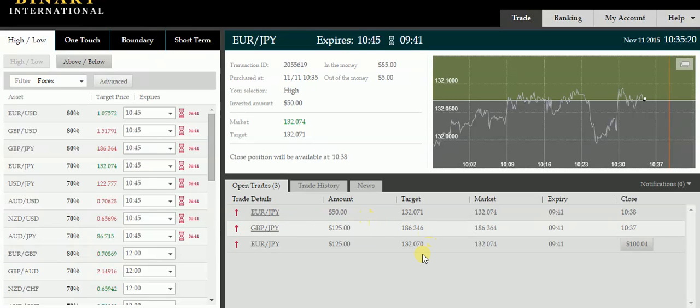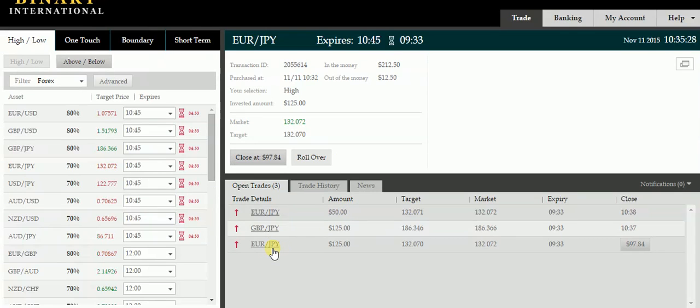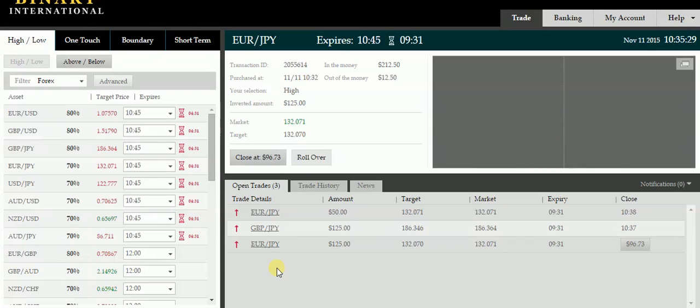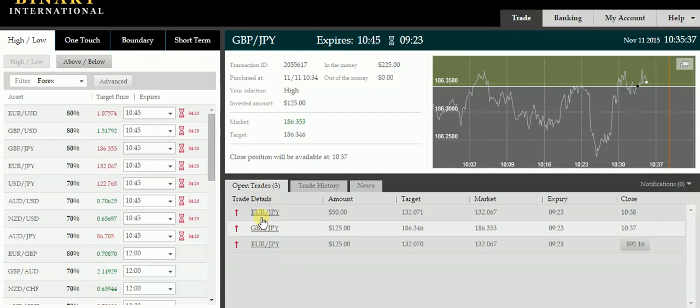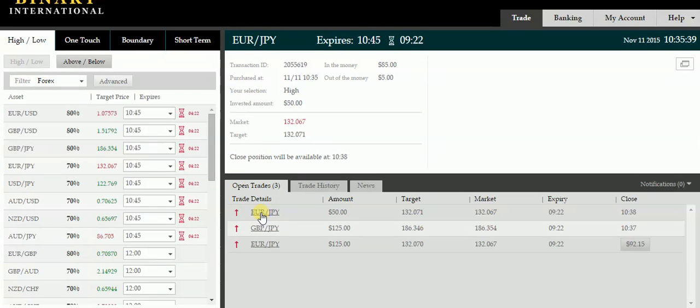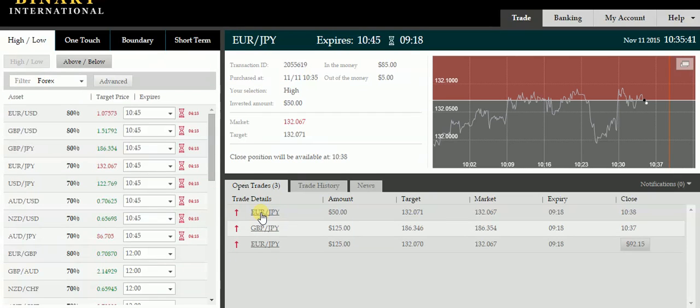So we do have 3 open trades that are expiring at 10:45. So we've entered Euro JPY twice, but the same entry position. Okay, so we will pause the video, and we will come back to you at expiry to show you the results.